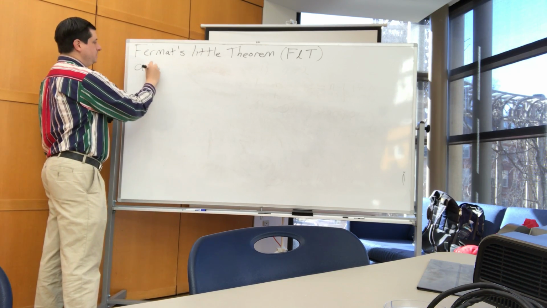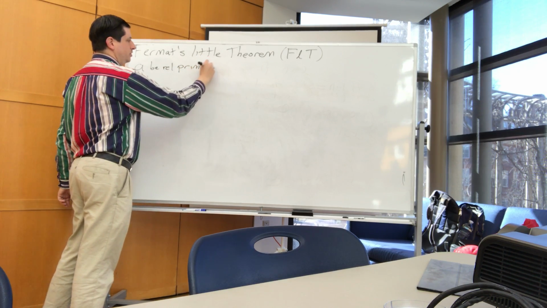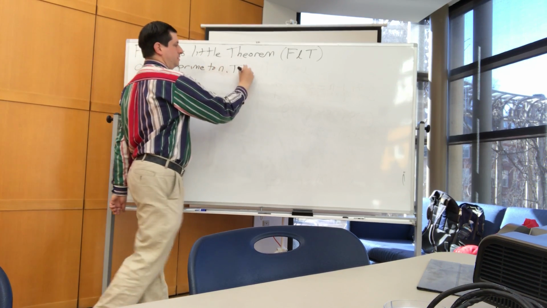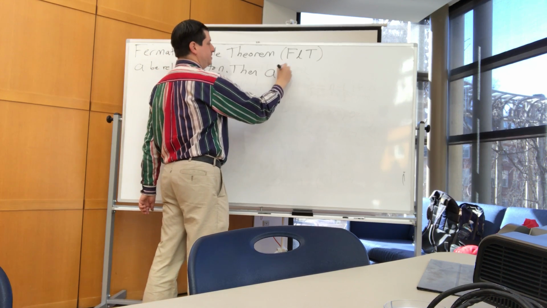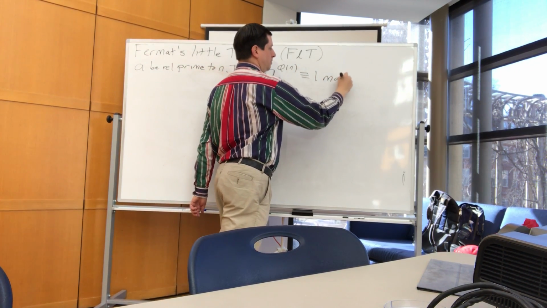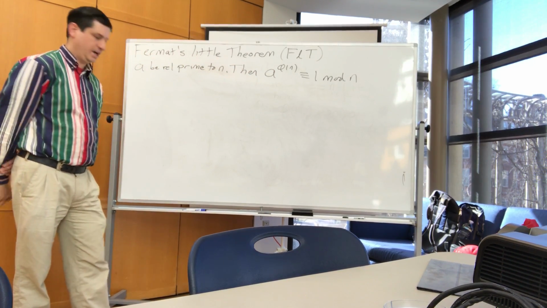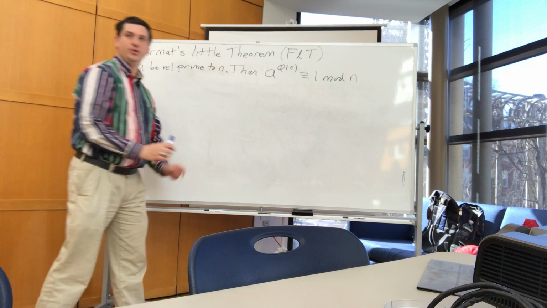Let a be relatively prime to n. Then a to the phi of n is congruent to 1 mod n. All right? Whenever we have something like this, we should do a check.